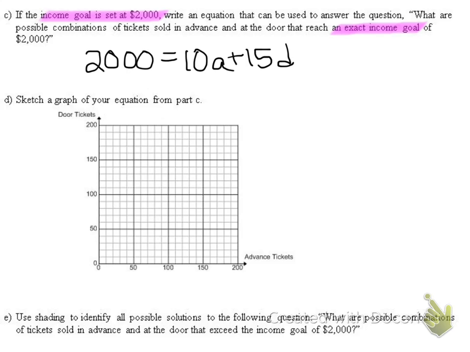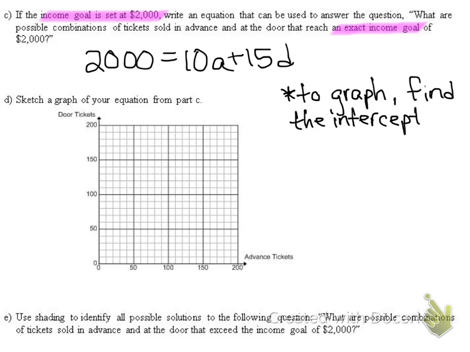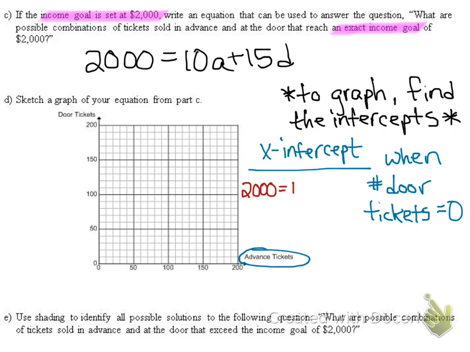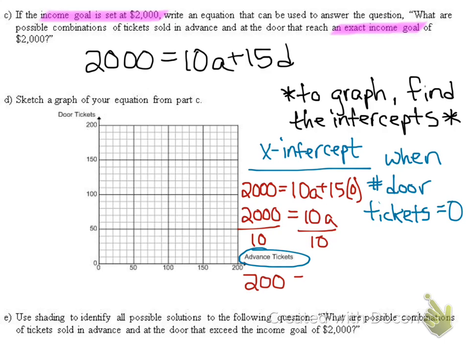Now we need to sketch a graph. The best way to do that is to find the intercepts. We'll start by finding the x-intercept. And since advance tickets are on the x-axis, the x-intercept is going to be found when they sell 0 door tickets, or when the number of door tickets is equal to 0. So we'll take our rule on part C and plug in 0 for D. That gives us the equation 2,000 equals 10A. And if we divide both sides by 10, then we get a value of 200 for A.